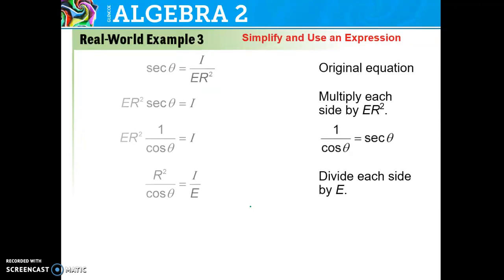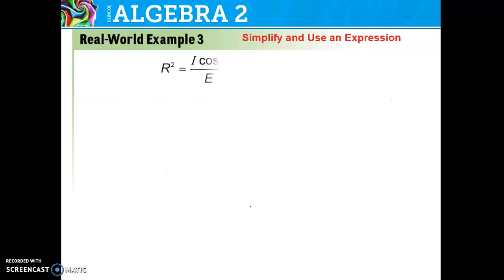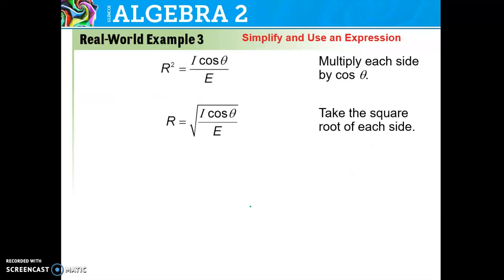And then multiply each side by the cosine of theta. So I'm trying to get r by itself, so I need to get rid of cosine. So I multiply by cosine. And then I have r squared is equal to this, but I need to get r by itself, so I take the square root. I'm only going to take the positive square root because in this situation I know that r is distance, and distance can only be positive.